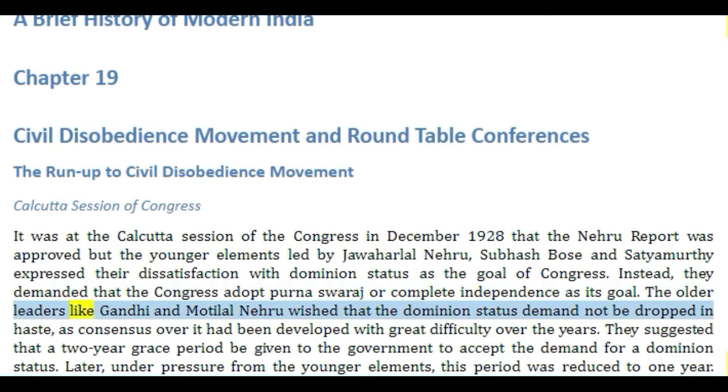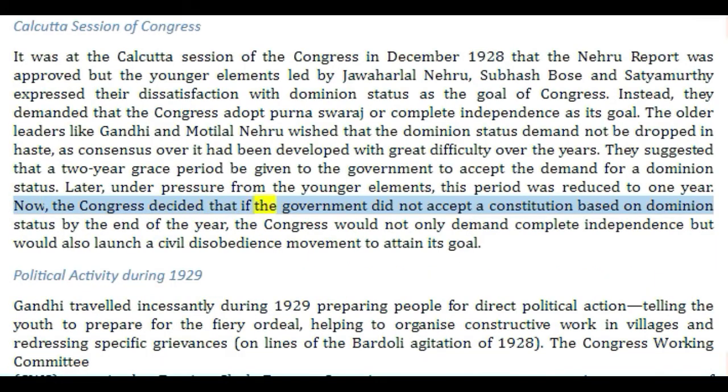The older leaders like Gandhi and Motilal Nehru wished that the dominion status demand not be dropped in haste, as consensus over it had been developed with great difficulty over the years. They suggested that a 2-year grace period be given to the government to accept the demand for a dominion status. Later, under pressure from the younger elements, this period was reduced to 1 year. Now, the Congress decided that if the government did not accept a constitution based on dominion status by the end of the year, the Congress would not only demand complete independence, but would also launch a civil disobedience movement to attain its goal.